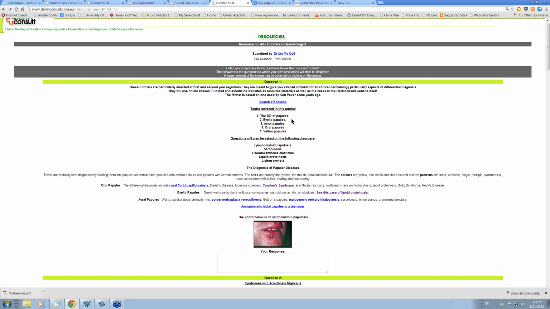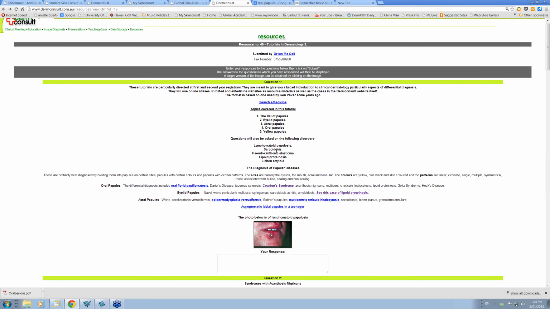Now, papular eruptions, there are many of them, and it's very difficult to subdivide them into any sort of system of diagnosis that's all-encompassing. So generally what happens is that we've got to subdivide them into eyelid papules, acral papules, oral papules, and yellow papules. So we'll go over some of these, more than once in fact. And we'll also have a look at these disorders and ask a few questions on them.